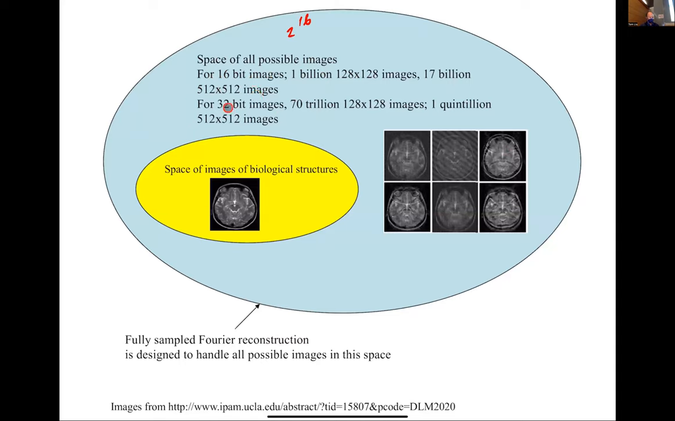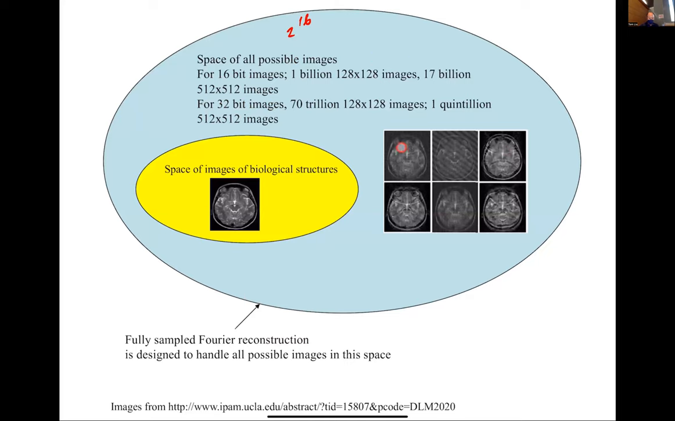Or if I say I want a 32-bit image, a very high resolution image, now, in general, you don't need that, but then that's 70 trillion possible 128 by 128 images, or 1 quintillion 512 by 512 images. So that's a huge space of possible images that we're trying to solve for.